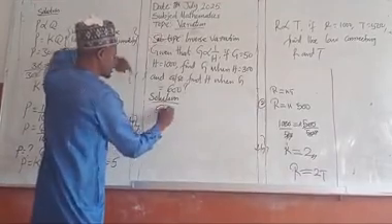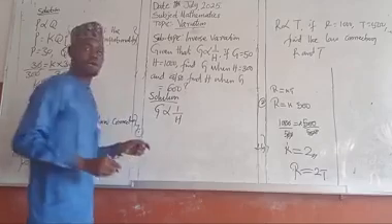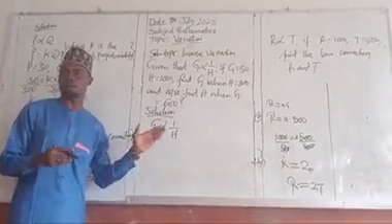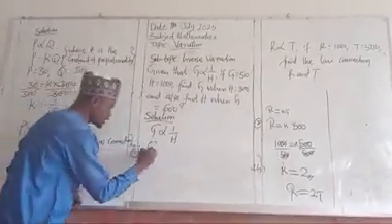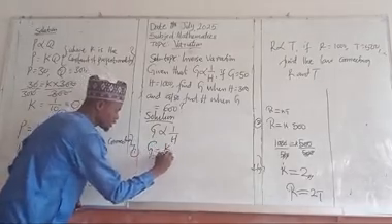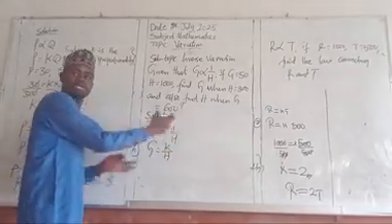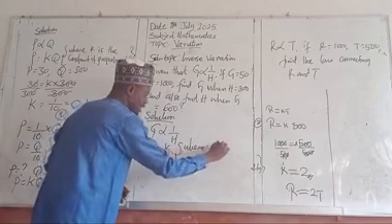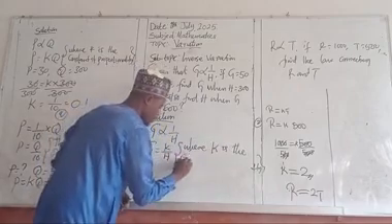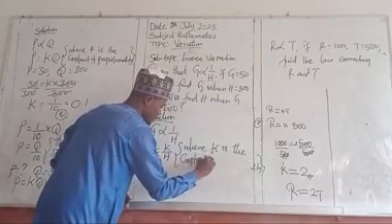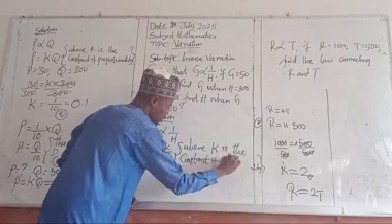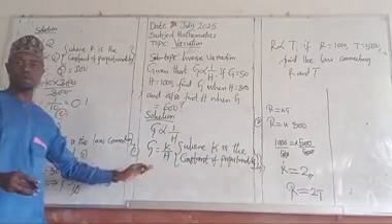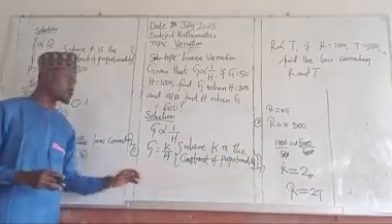Now, solution. They say G is inversely proportional to what? H. The first thing is to remove this sign of proportionality and invoke K. We have G is equal to K over H, where K is the constant of proportionality. So this equation is very, very important to us.